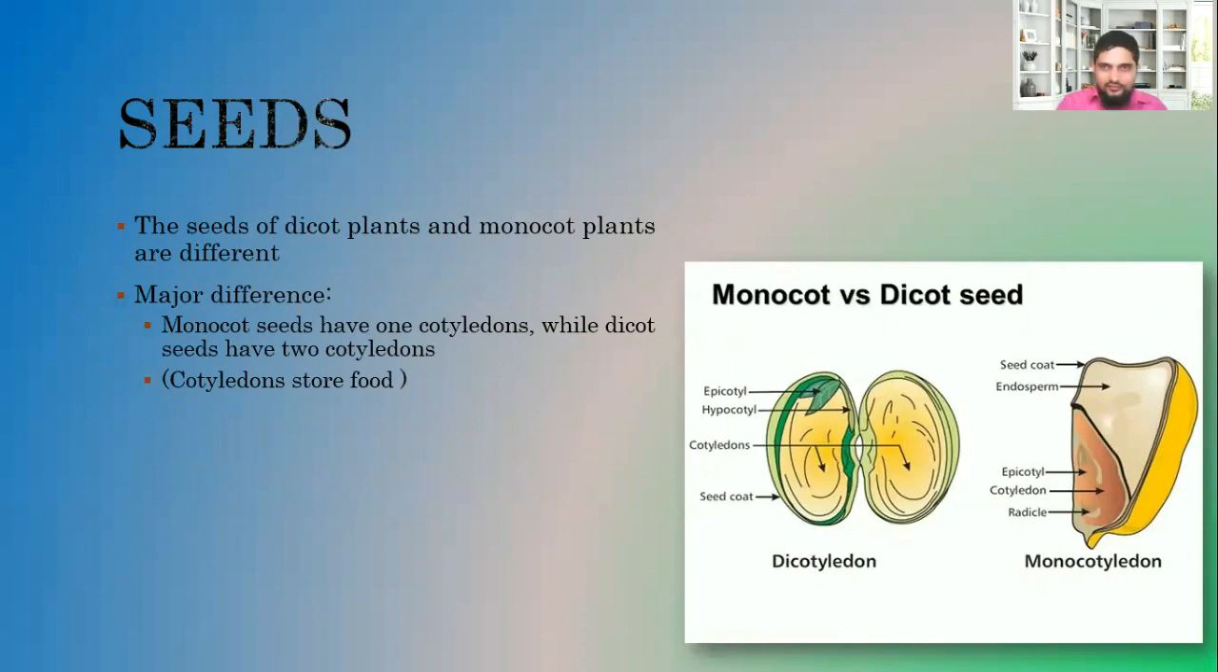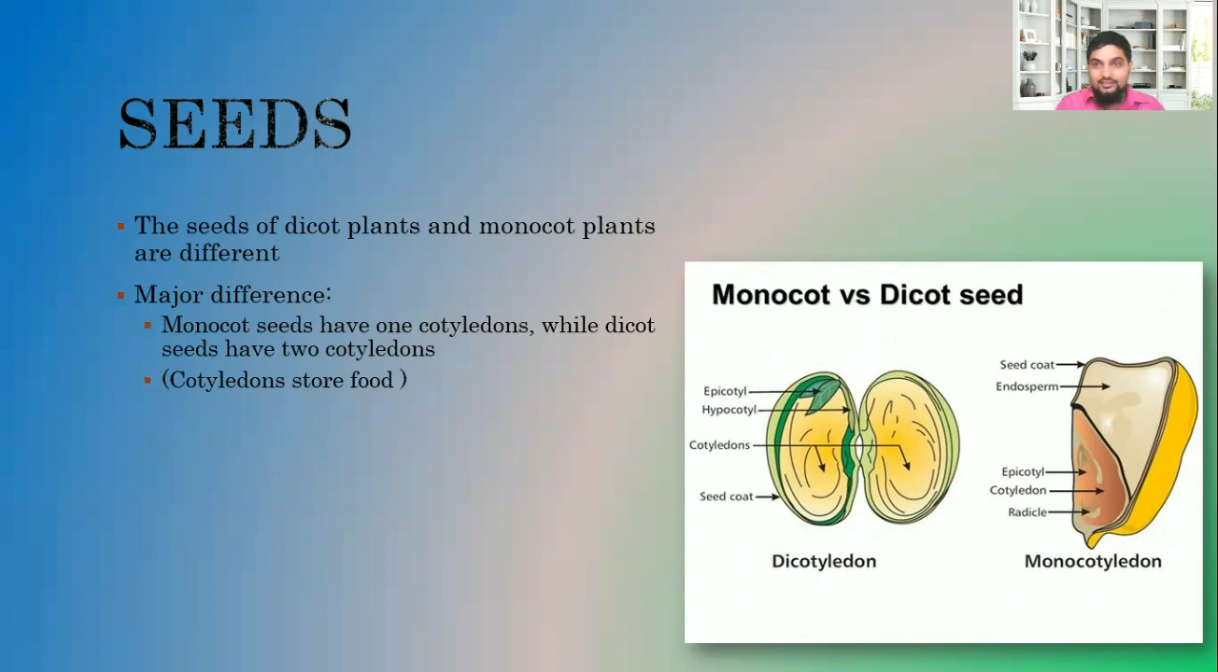All right, so that's it for the internal and external structures of leaves. We're now going to look at the internal and external structures of seeds. The seeds of dicot and monocot plants are quite different, and you can look at the image and see the difference right away. There are certain structures in the dicot seed that look quite different from those of the monocot seed.